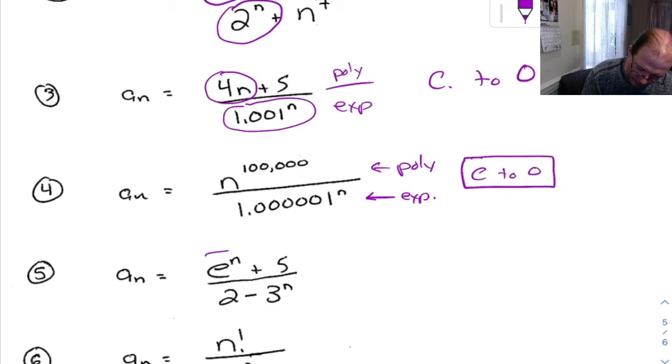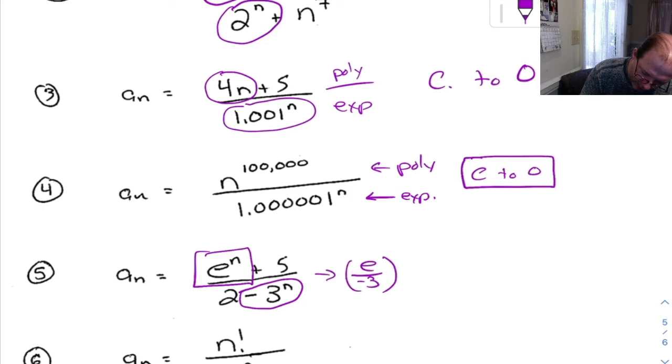All right, down here, e to the n, and down here you've got 3 to the n. Actually, you've got negative 3 to the n. Those are our dominant terms. So if you think about this, it's essentially going to be e over negative 3 to the n. Now, e is less than 3, so this is going to converge to 0.